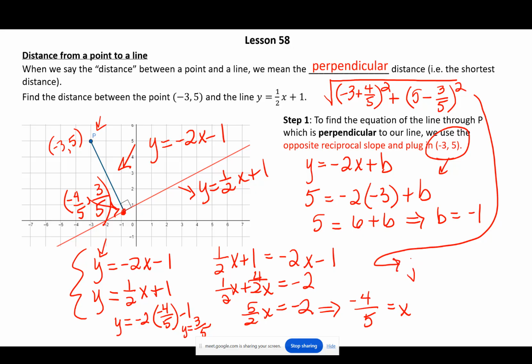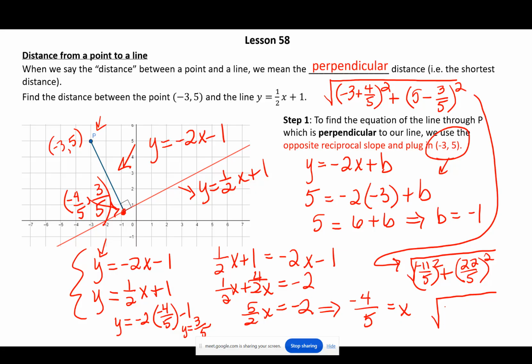All right, so that is the square root of negative 3 plus 4/5. That's negative 15/5 plus 4/5, which is negative 11/5. And we have to square that. And then we have 5 minus 3/5, and that is 25/5 minus 3/5, which is 22/5. And we need to square that. And that's a big mess.